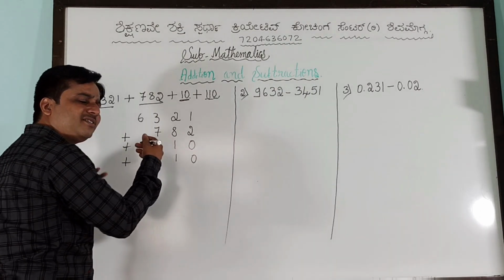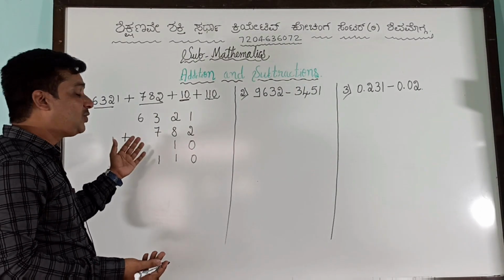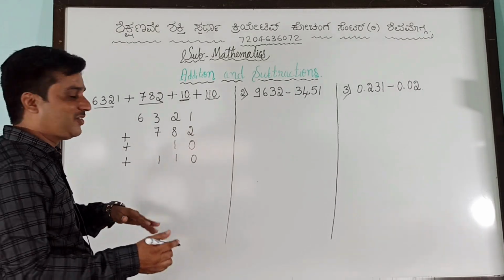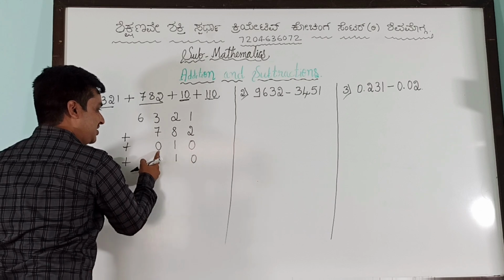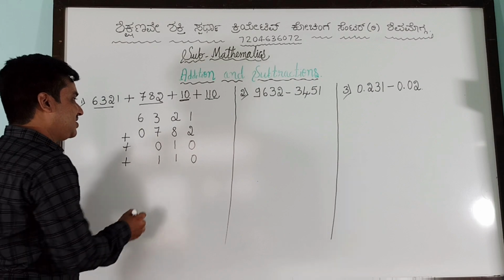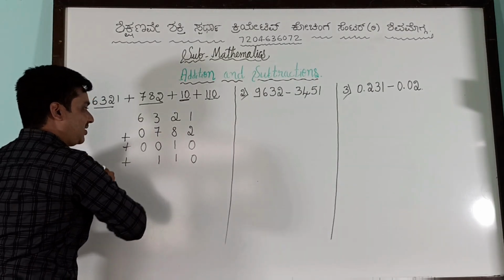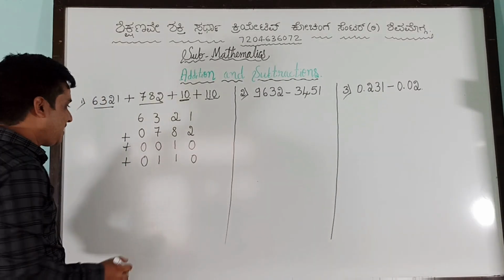If we don't write that 0, it is not a problem for us, but we don't get confused if we write 0. So that's why I am writing 0 here. In the hundreds place, nothing is there, so I have written 0. In the thousands place, there is nothing here, so I have written 0. Here also, nothing in the thousands place, so 0. Here also nothing, so in the thousands place I have written 0.